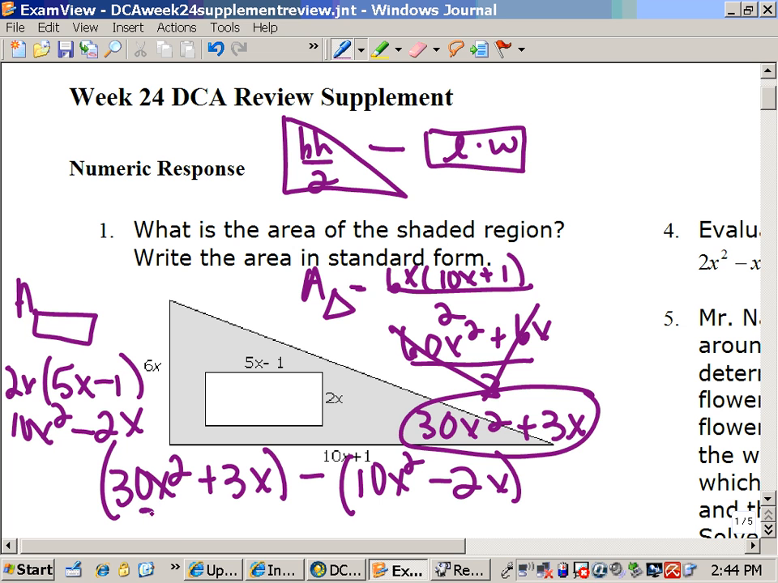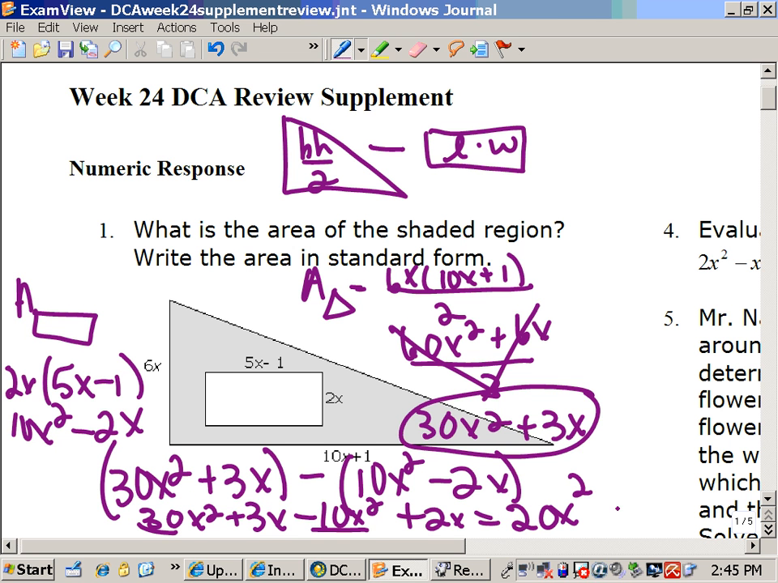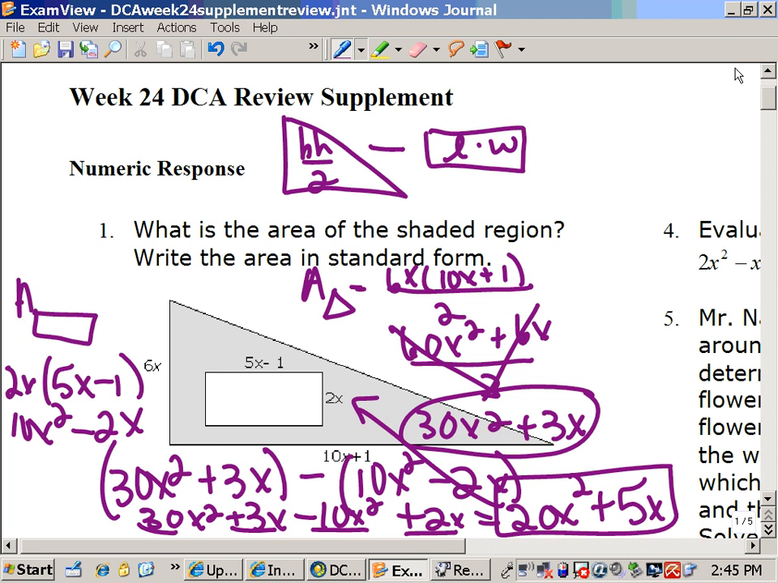Changing all of my signs, that gives me 30x squared plus 3x minus 10x squared and plus 2x. My final solution is going to be 20x squared, because 30 minus 10 is 20, and then plus 3x plus 2x is 5x. So the area of the shaded region here is 20x squared plus 5x.